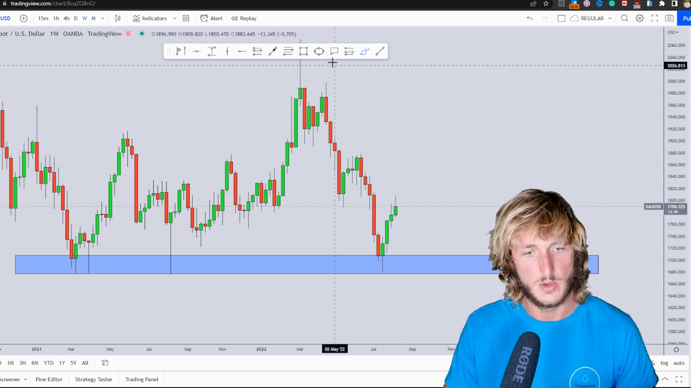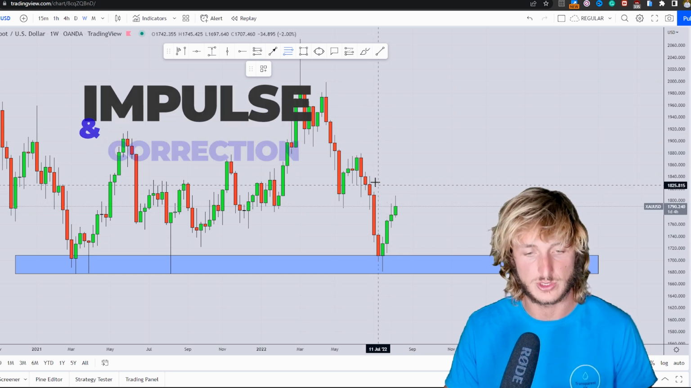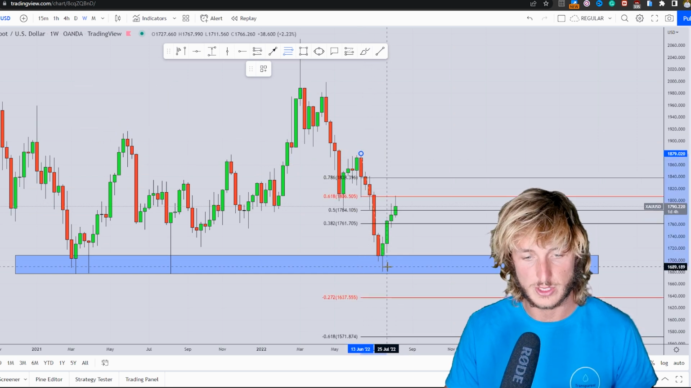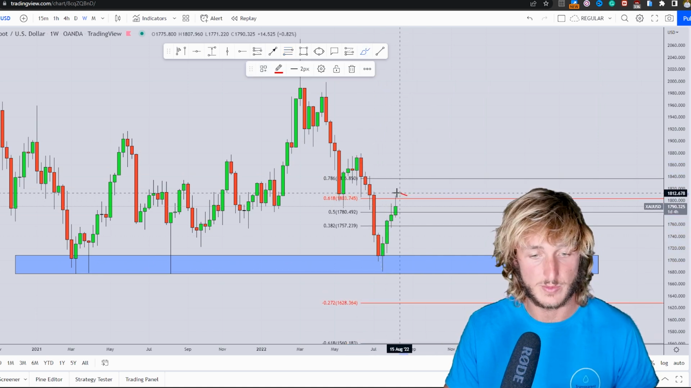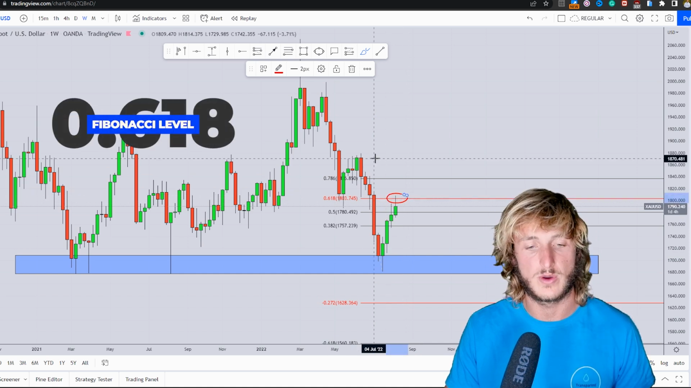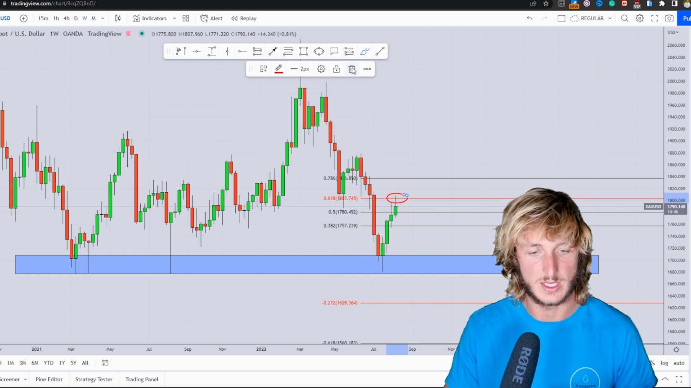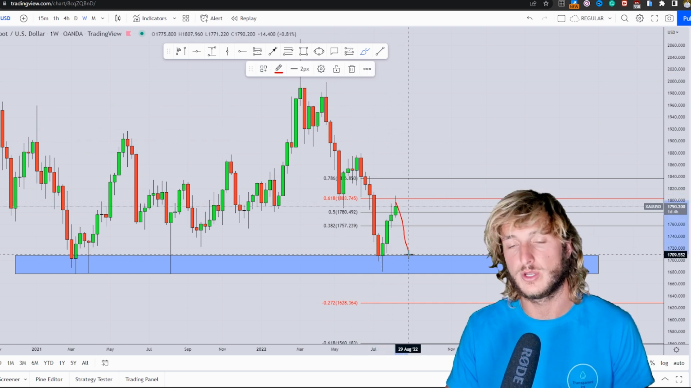We can also notice how since we have an impulse and correction, if you want to measure the correction after an impulse, you have to take your Fibonacci from the high to the low of the impulse. In that point, we can notice how the market just retraced exactly to the 0.618 golden ratio of the Fibonacci taken on this weekly impulse, which is a very strong resistance zone from which, once again, we could expect a potential drop lower.